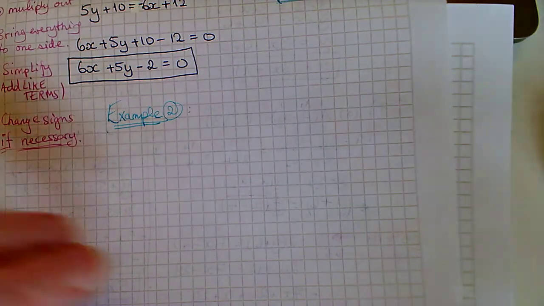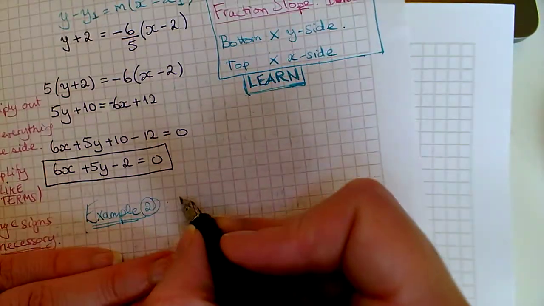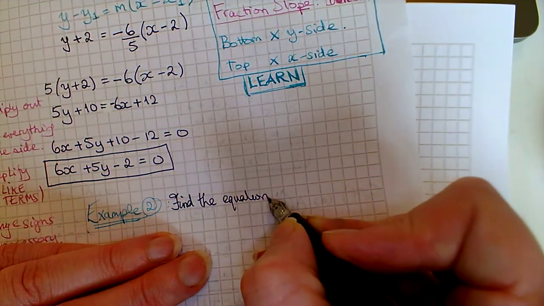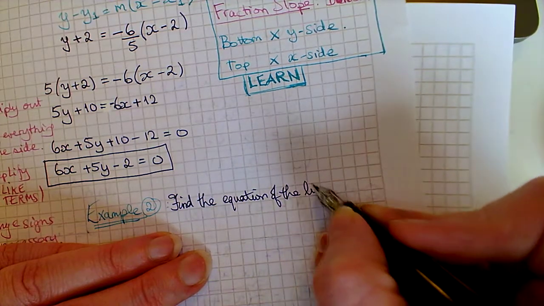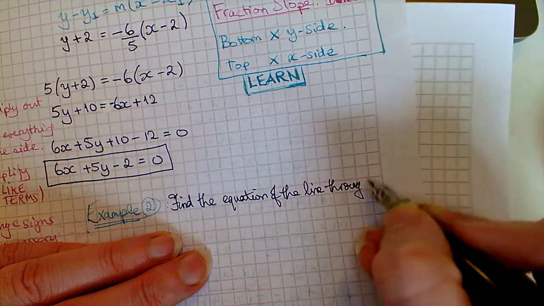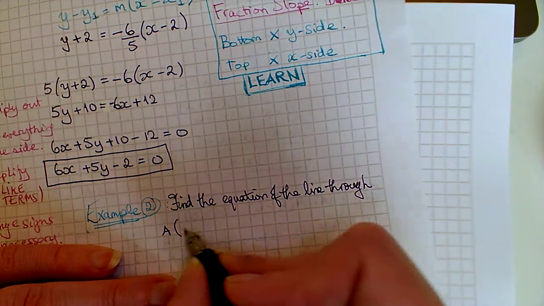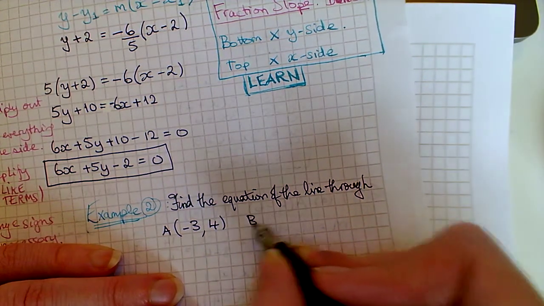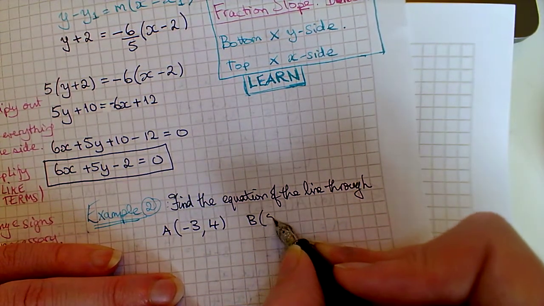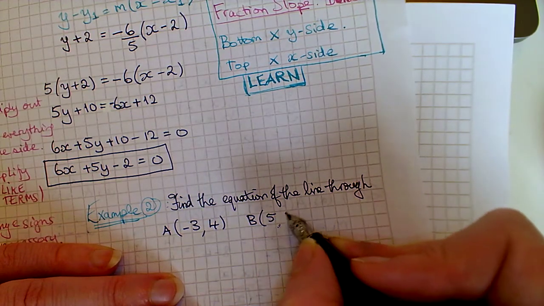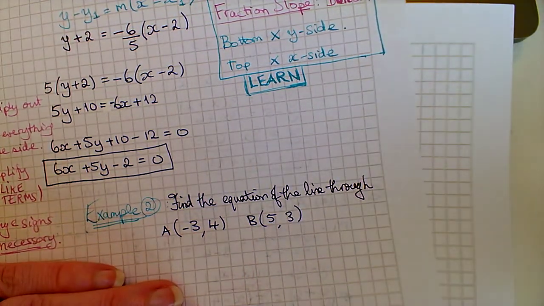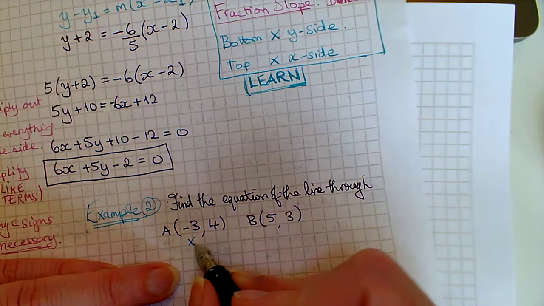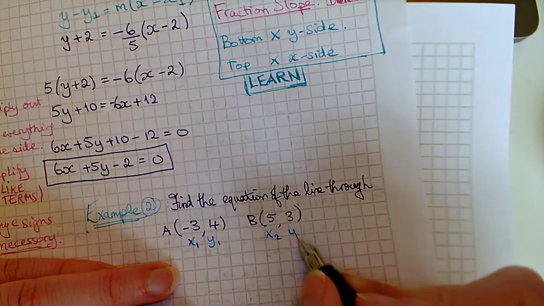So this example, we're going to find the equation of the line through the points A, which is minus 3, 4, and B, which is 5, 3. It's actually no different. You don't need to take this down into your notes if you don't want to, because there's nothing new happening here. I just wanted to do one more for you guys to see it.